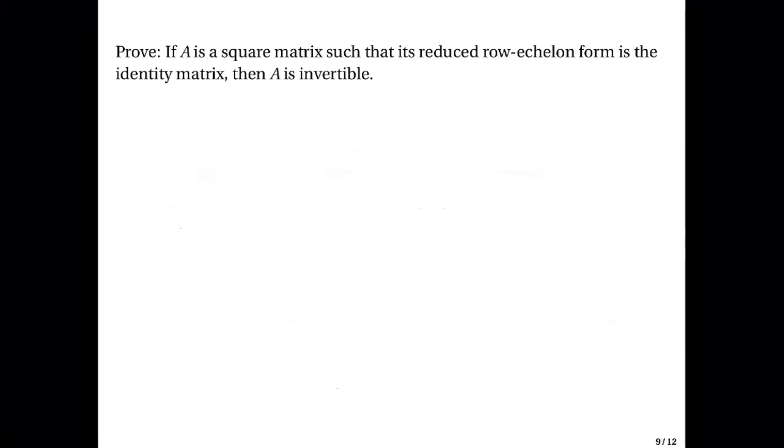Let's look at this. If A is a square matrix such that its reduced row echelon form is the identity matrix, then A is invertible. So we want to prove this statement here. So, proving part. So, how do we prove this? Proof.